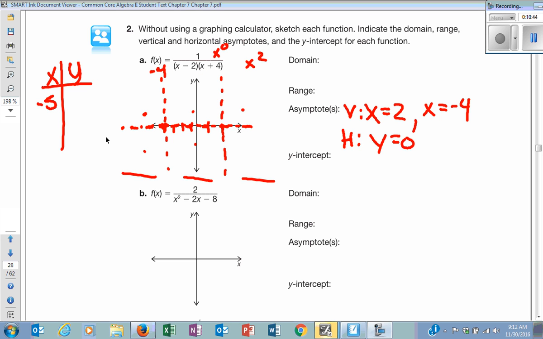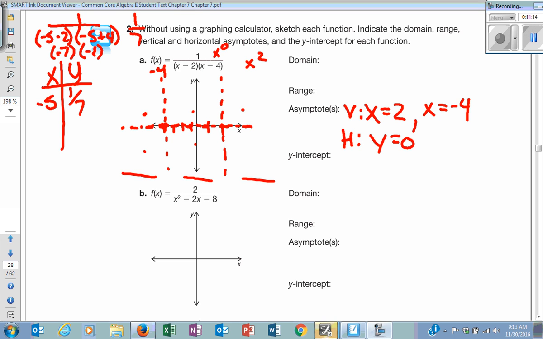So here we go. -5, so we got 1 over (-5 minus 2)(-5 plus 4). So this becomes a -7, and this becomes a -1. So that becomes a positive 1/7. This negative and negative becomes a positive 7. You have 1 over 7, so 1/7.